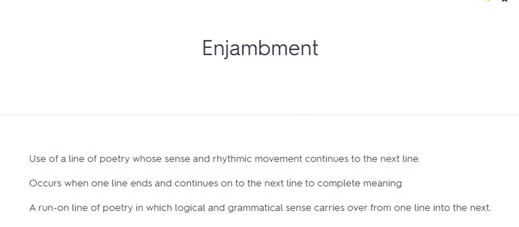Enjambment. Use of a line of poetry whose sense and rhythmic movement continues to the next line, occurs when one line ends and continues on to the next line to complete meaning. A run-on line of poetry in which logical and grammatical sense carries over from one line into the next.